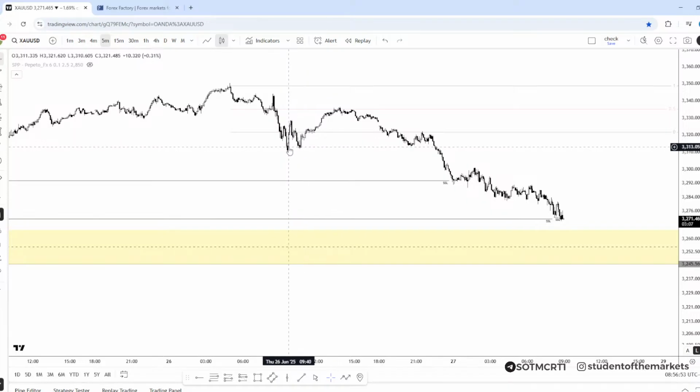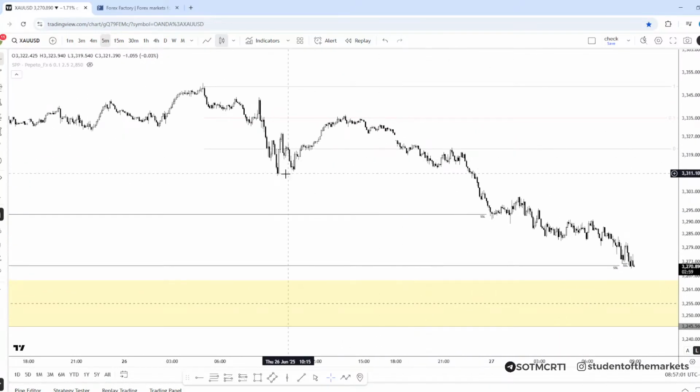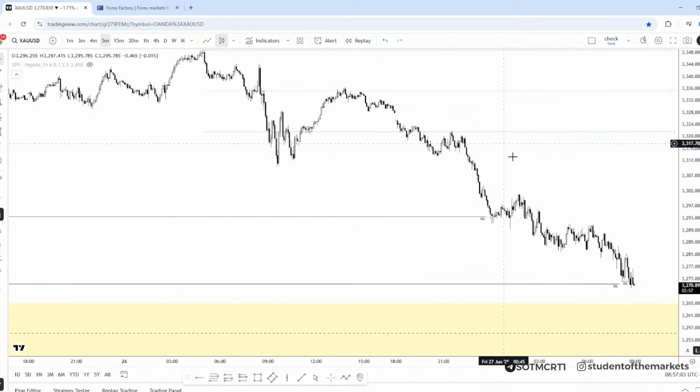Yeah, three, yeah, that's good. Yeah, you're a sniper then, because you take at the lows and you take out, and you're very good.